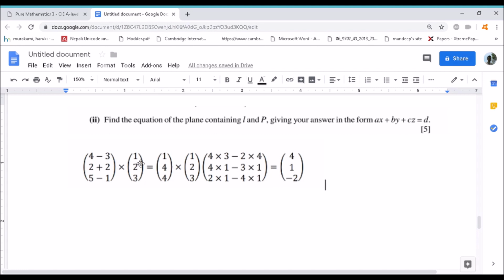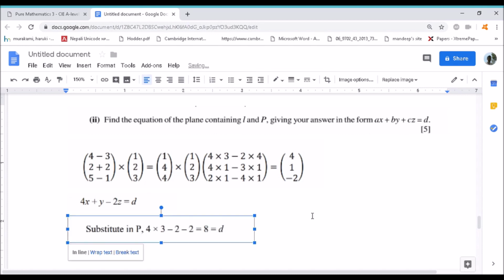So it will be 4 minus 3, 2 plus 2, 5 minus 1, which will be 1, 4, 4, cross 1, 2, 3. So it is going to be the cross product: this times this minus this times this, and this will be this times this minus this times this, and this will be this times this minus this times this. It's a rule you have to see. You will find it in the book, or you can find it anywhere. So you get that, and the equation of the plane will be 4x plus y minus 2z equals d.